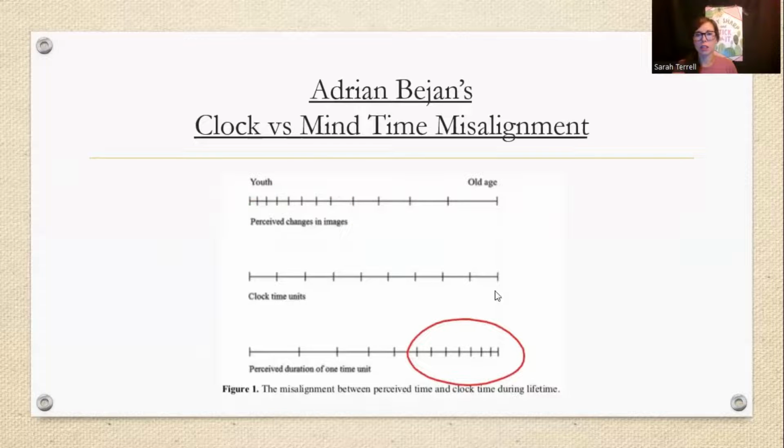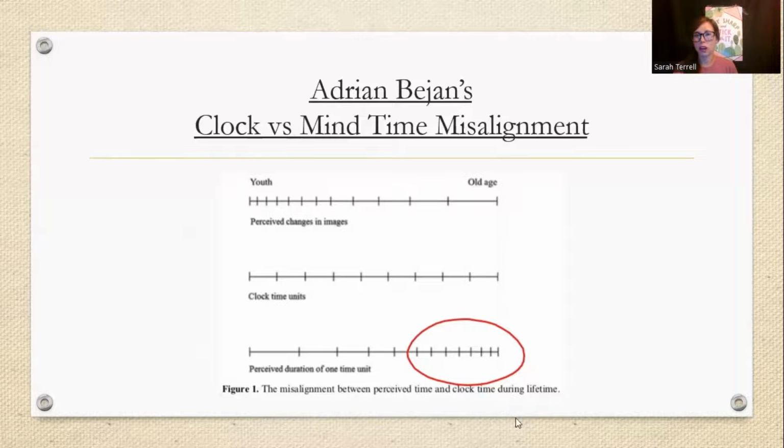Okay, and now let's look at the third spectrum he's got on here, which is the perceived duration of one time unit. In our youth, the perceived duration of one time unit is much larger than it is in our later parts of life. We just talked about that from a mathematical perspective. In your early life, time seems to tick on slowly because you haven't experienced very many days. And so that proportion of a day is much longer than it is in your later parts of life.